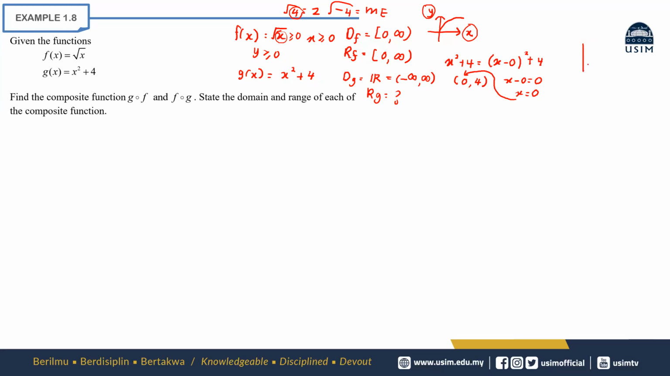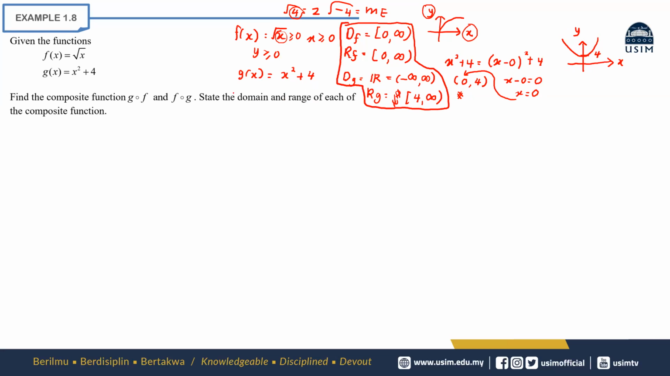So the shape of this graph should be here. When x is equal to 0, y is equal to 4. This is y, this is x, and this is 4. So our graph starts at y equal to 4. So automatically we know that the range of g is 4 to infinity. Now we have found the domain and range of f, and the domain and range of g. This is our keyword.